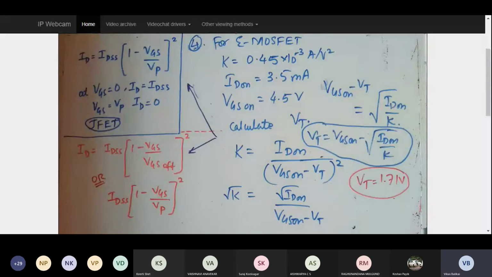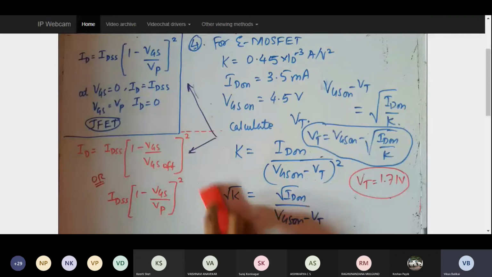VT equal to 1.71. Okay, this only. What does this mean? VT equal to 1.71. What does that mean? How do you interpret? I'm dealing with the enhancement MOSFET and I'm getting a VT equal to 1.71. So what exactly does that mean? I obtained this VT of 1.71.